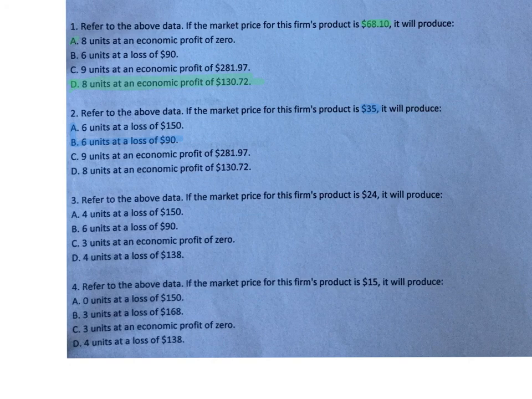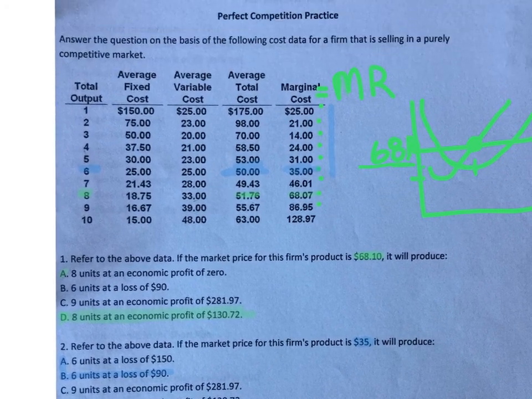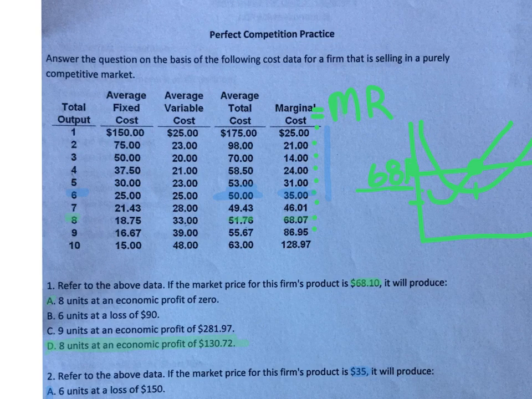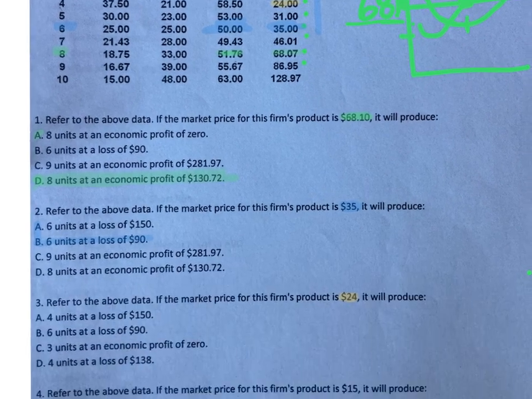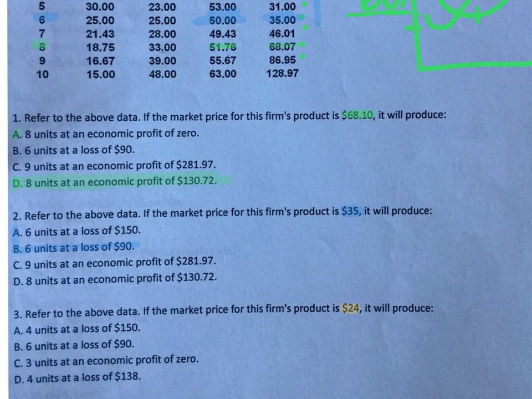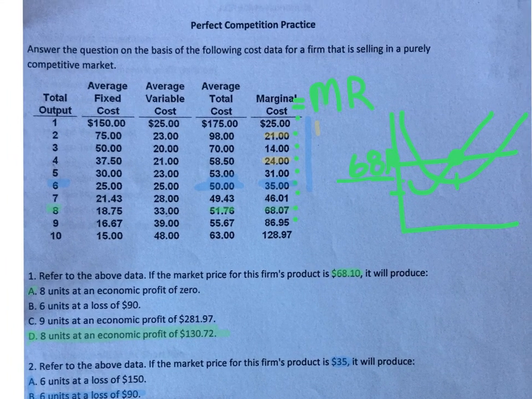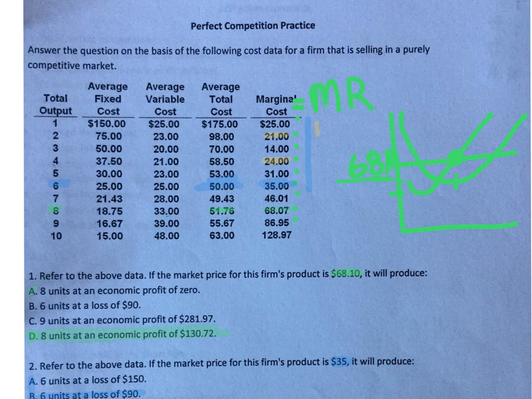It says, if the market price for this firm's product is $24, it will produce, so we're looking at $24. Let's go back up here. As we start looking down the row, we notice, okay, we've got $25, that's too high. Perhaps it's 21, but keep in mind we've also got 24 down here. So which one do you use? So price of 24, and we've got marginal revenue of 21 and 24. So, marginal cost of 21 and 24.